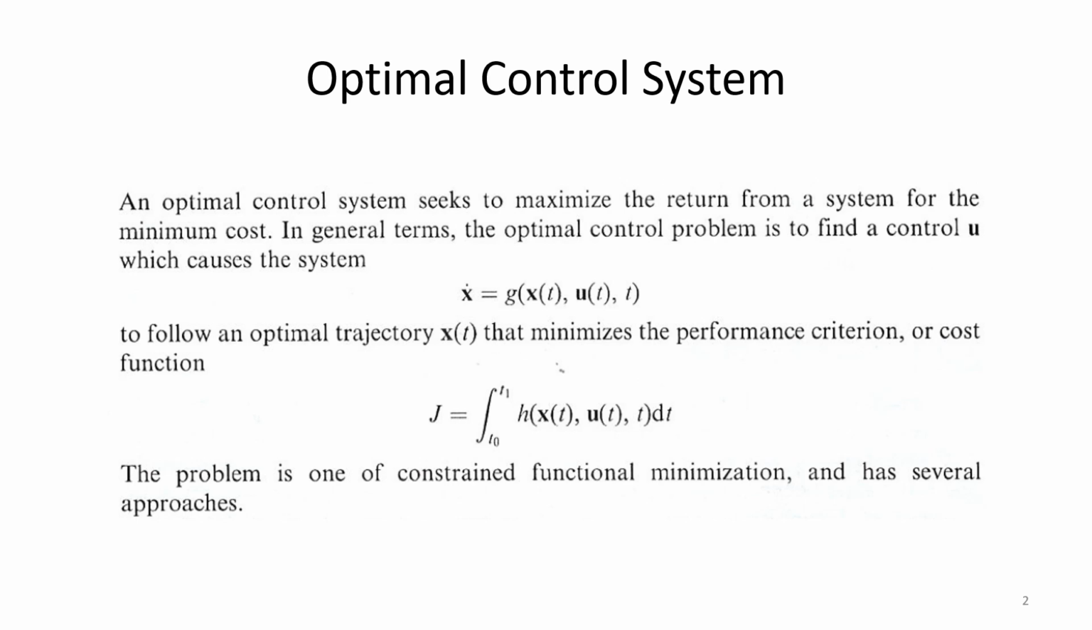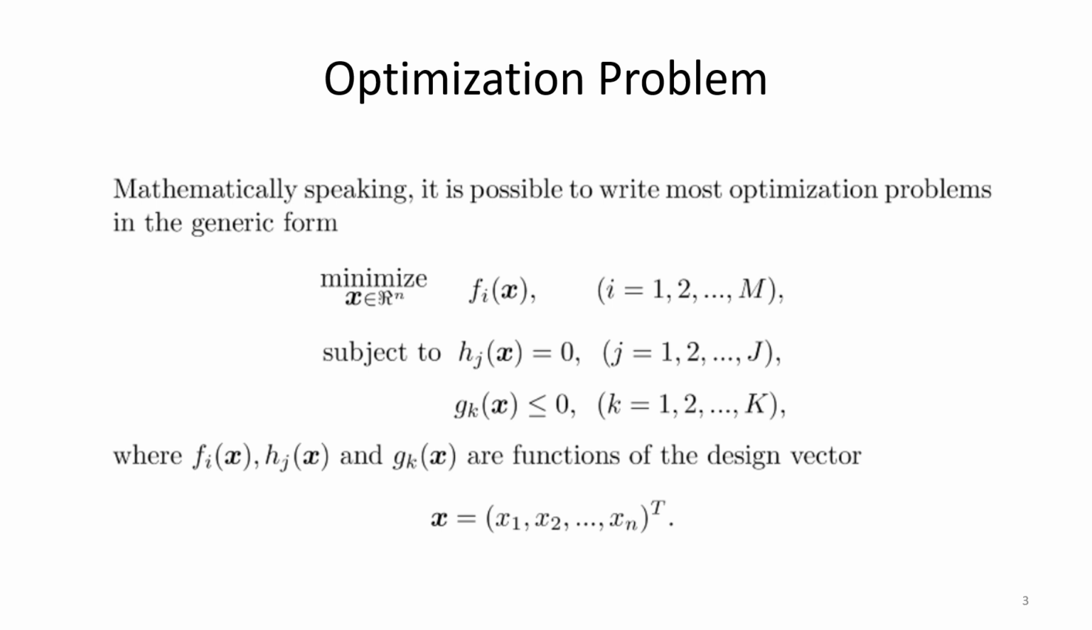The objective is to follow the optimal trajectory that minimizes the performance criterion, or the objective function J, which is a function h of x(t), u(t), t, integrated with respect to dt. Mathematically, the optimization problem is to minimize the objective function f of x, subject to constraints h of x equal to 0 and g of x less than or equal to 0, where x is the design vector.